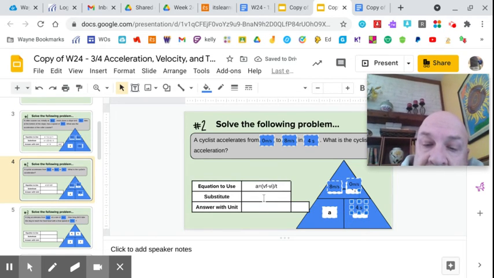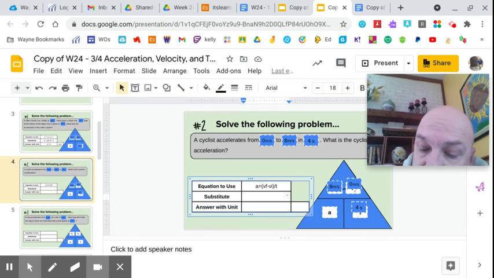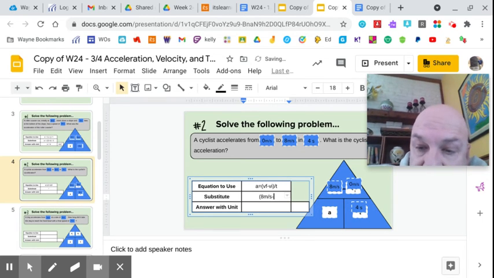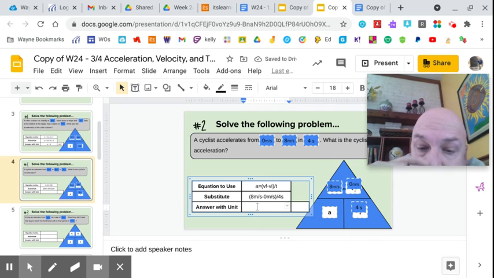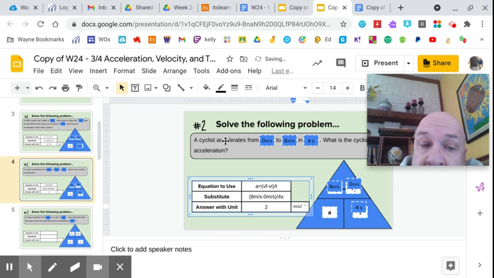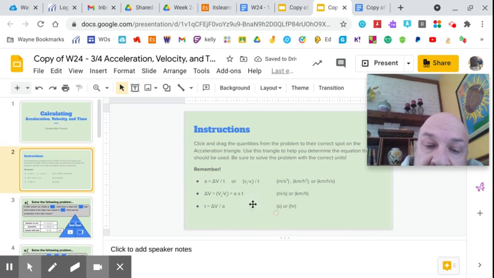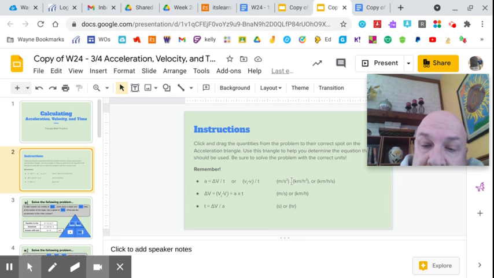All right. So when you substitute that in there, you have 8 meters per second minus 0 meters per second divided by 4 seconds. And when you do that, 8 minus 0 is 8. 8 divided by 4 is 2. And it's going to be meters per second squared. And how do you know it's meters per second squared? Because acceleration is always meters per second squared.